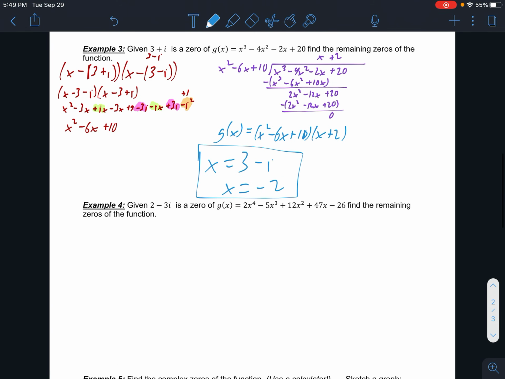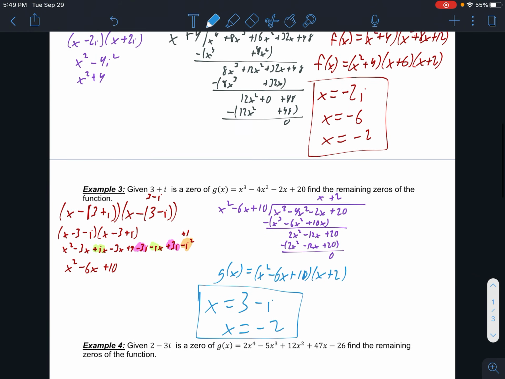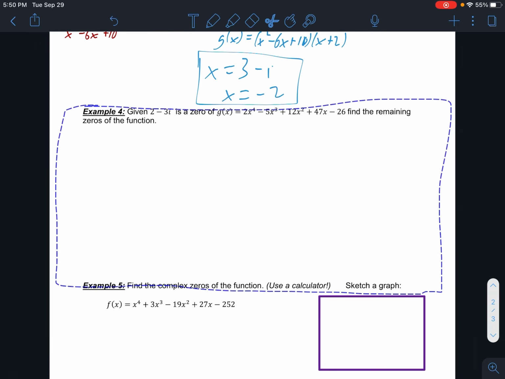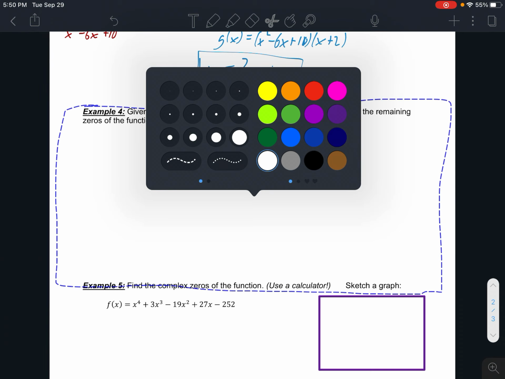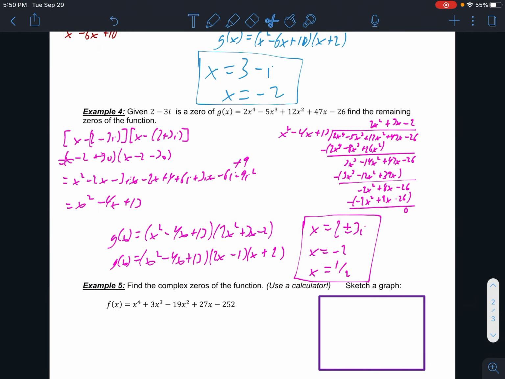All right, I'd like you to pause the video there and try example 4. You're going to have to combine pieces of problems 2 and 3 to do problem 4. It's going to take you a few minutes, so pause the video, do the best you can, and come back and check it when you're ready. All right, here is the work and answer for number 4. Feel free to pause the video and look it over. And when you're ready to look at number 5, get a graphing calculator ready to go.